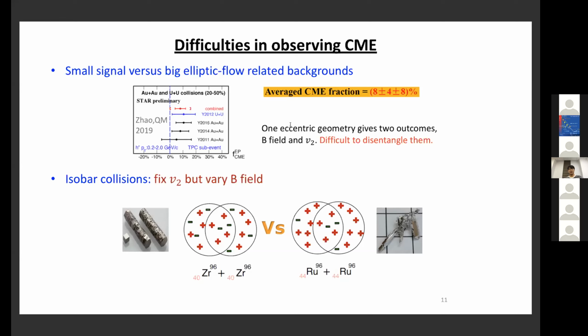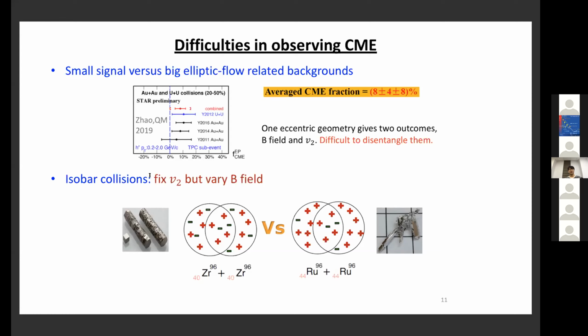More importantly, because the signal of CME would be proportional to the magnetic field, and the background, the V2 itself, is also in some sense proportional to the B field, because both B field and V2 increase if you increase the centrality. So the signal and the B field would have similar geometry dependence.